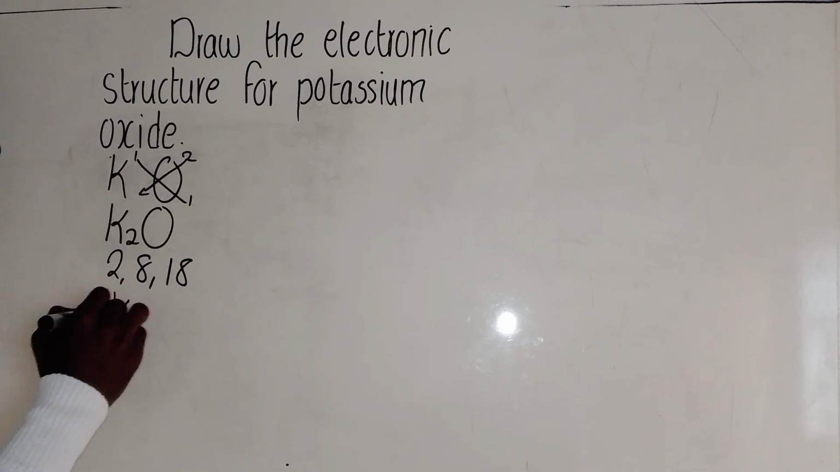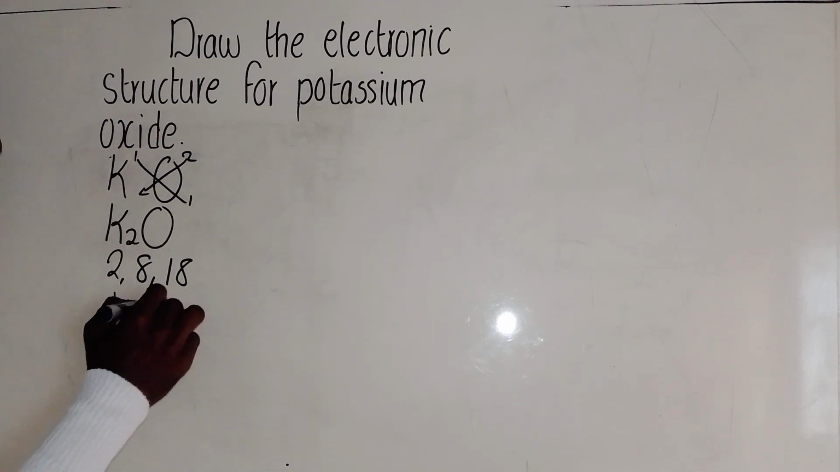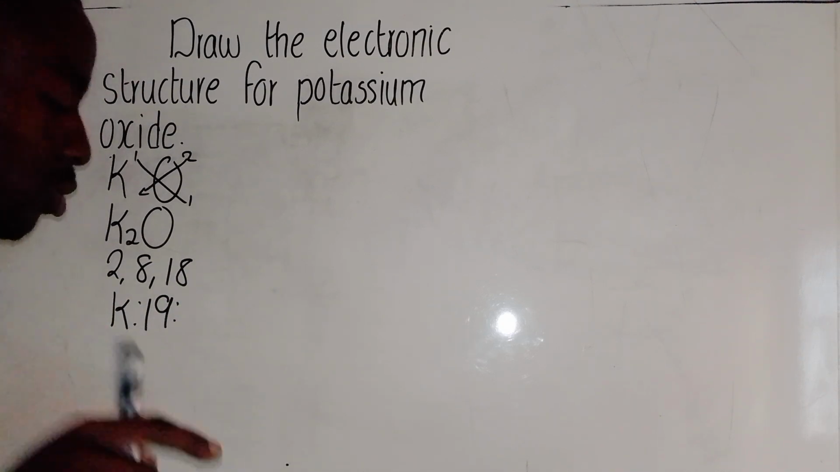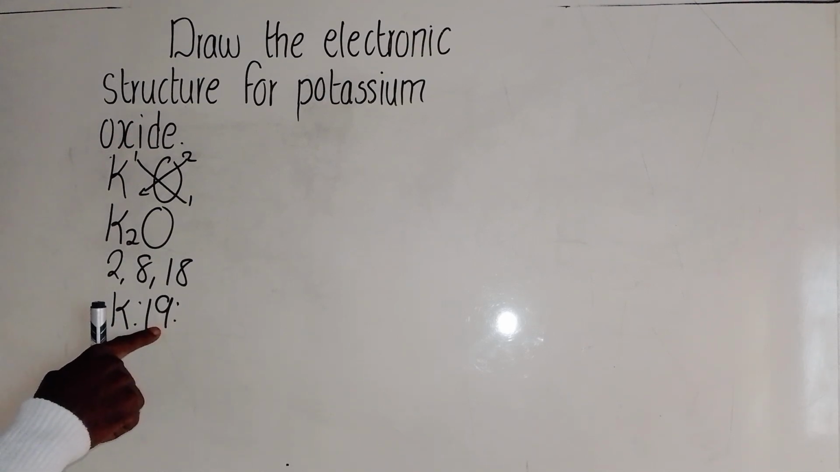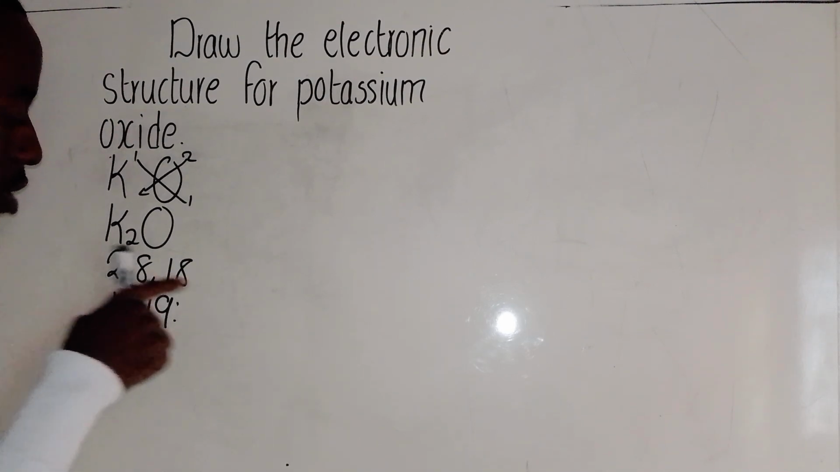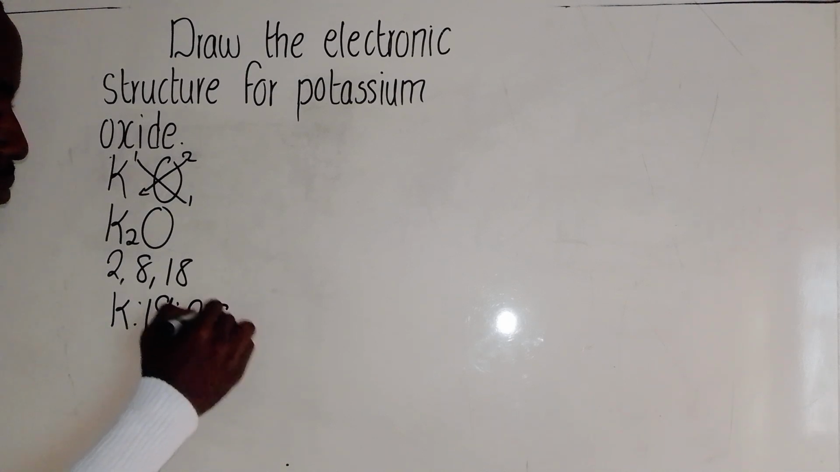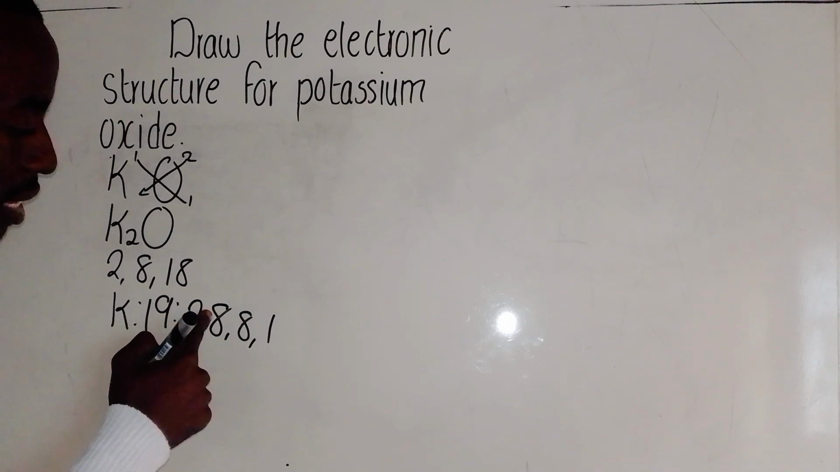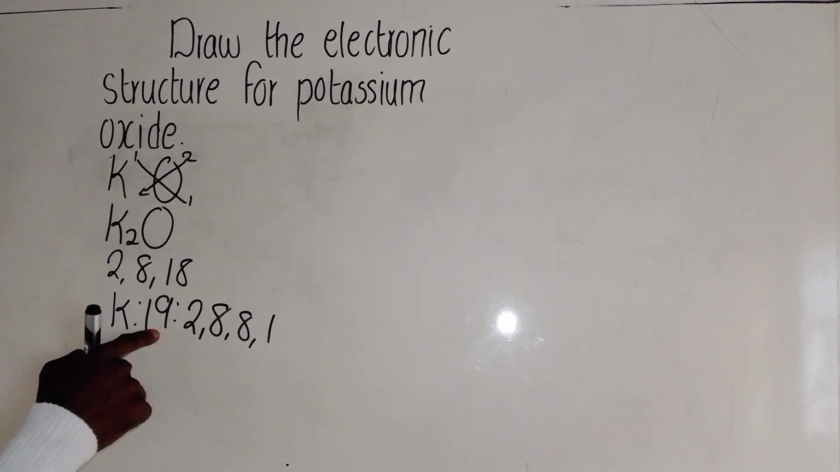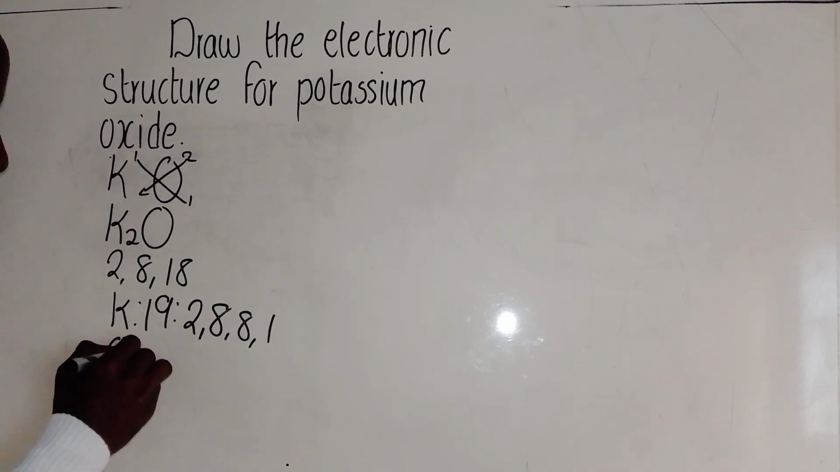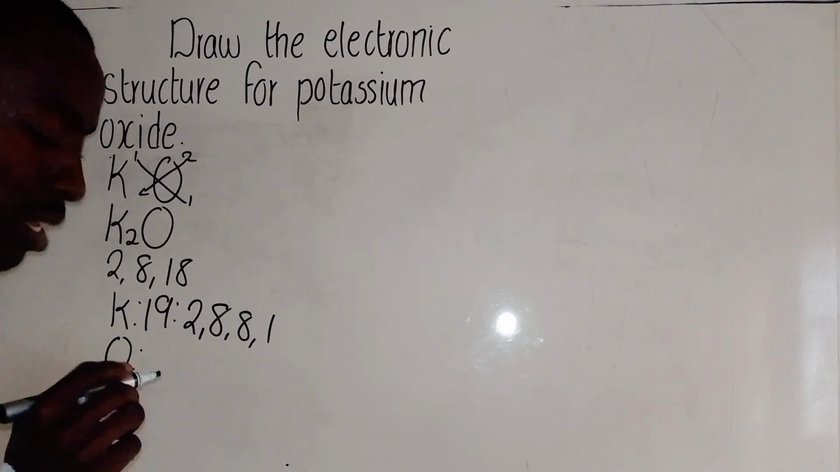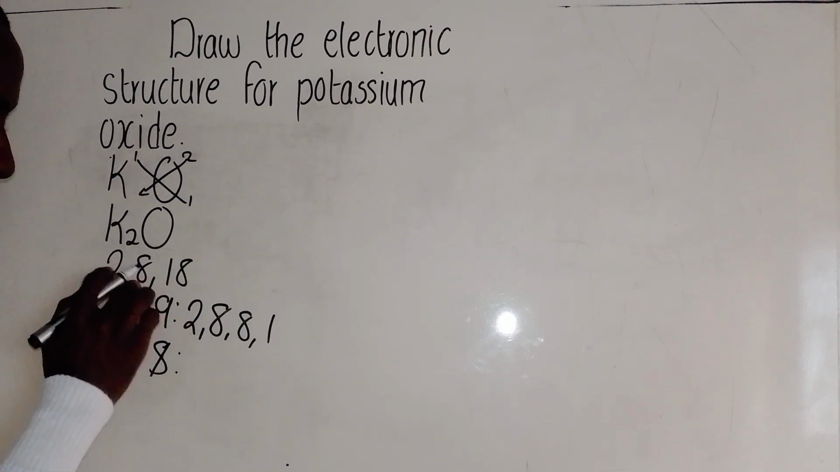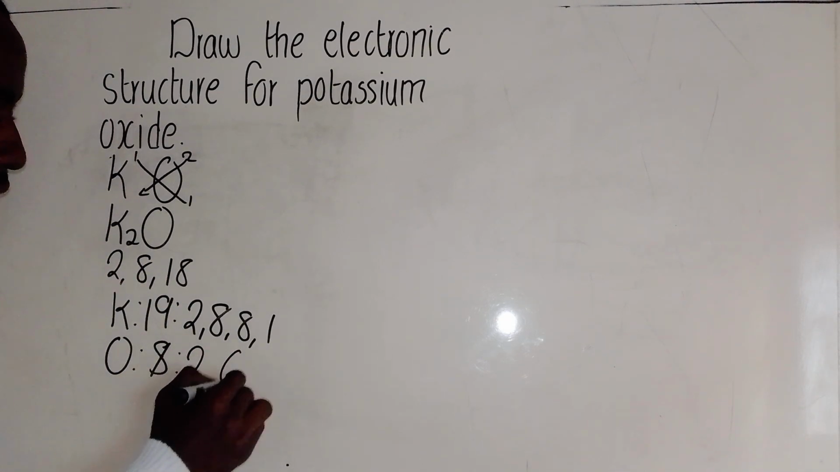For potassium. Now potassium has an atomic number of 19. If you check on the periodic table, you will see that potassium has 19. So we need to break this 19 into this format. Then it will be 2, 8, 8, and 1, so that when we say 2 plus 8 plus 8 plus 1, it will give me 19. How about oxygen? Oxygen, if you check on the periodic table, you find that there is what? 8. So if you break down 8 based on these numbers, then it will be 2, 6.